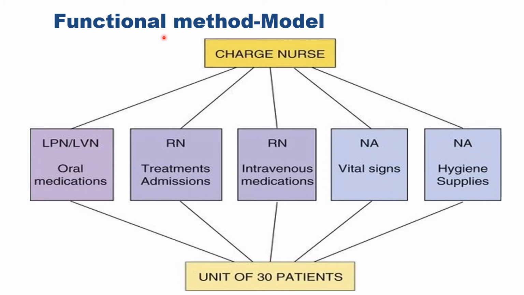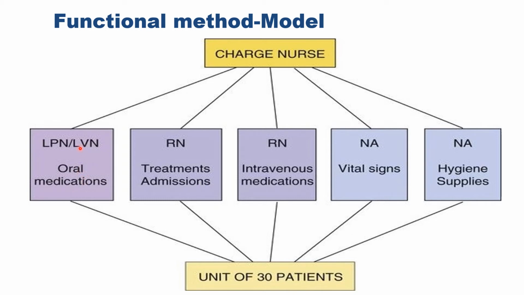Coming to the functional model, there is the charge nurse, there are different categories of nursing personnel, and under them there are a number of patients. Say for example, 30 patients. Hence, the 30 patients have oral medication, treatment and admission, intravenous medication, vital signs, hygiene and maintenance of supplies. So all these tasks are performed by different categories of nursing personnel.